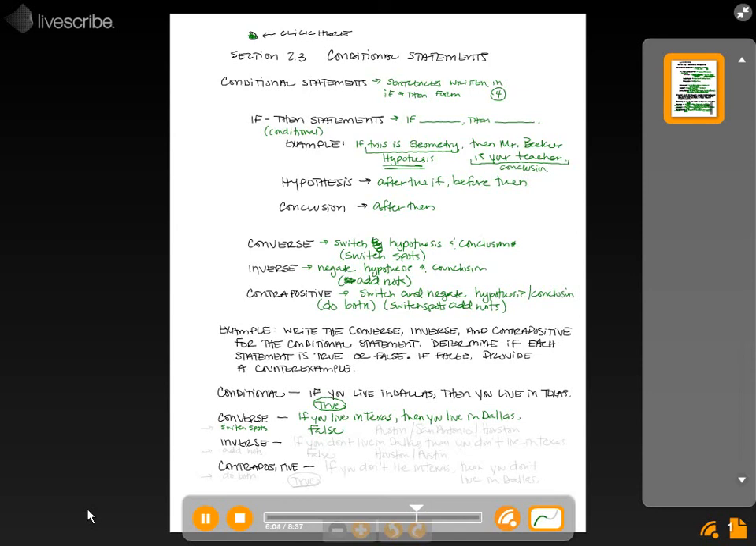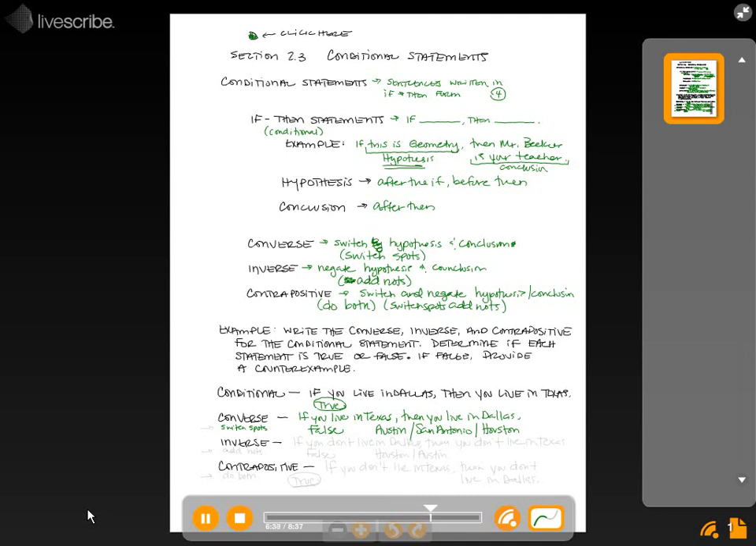So my counterexample would be something like Austin. I could live in Austin, Texas, but not live in Dallas. Okay, but still be living in Texas. So Austin shows that this is false. Now you could also give me something like San Antonio. Okay, or Houston. Any of those would work as long as it's some other city in Texas that shows that I still live in Texas, but I don't necessarily live in Dallas.